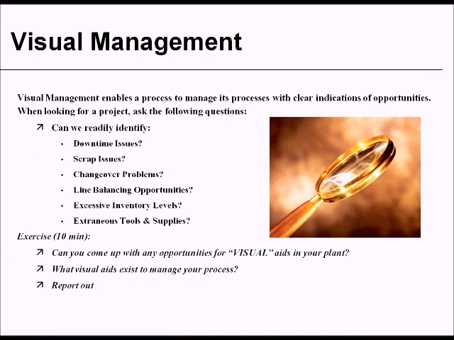And just the last slide here: visual management enables a process to manage its processes with clear indications of opportunities. In other words, when you have visual management, the process should speak to you. It should identify when something is wrong, and you should be able to go and address and fix those things. It should be able to show the waste. Think about inventory, defects, scrap, downtime. All of that is waste in the process that can be identified through visual management.